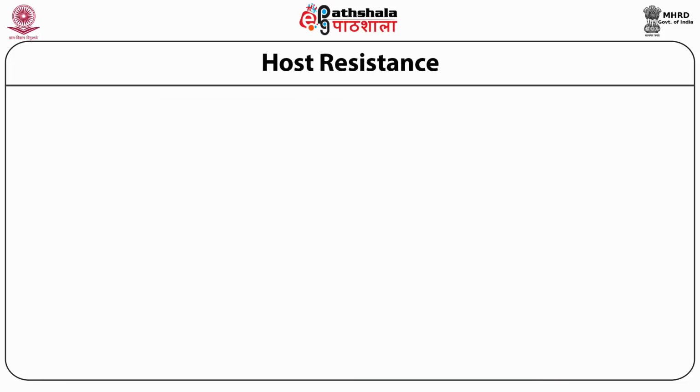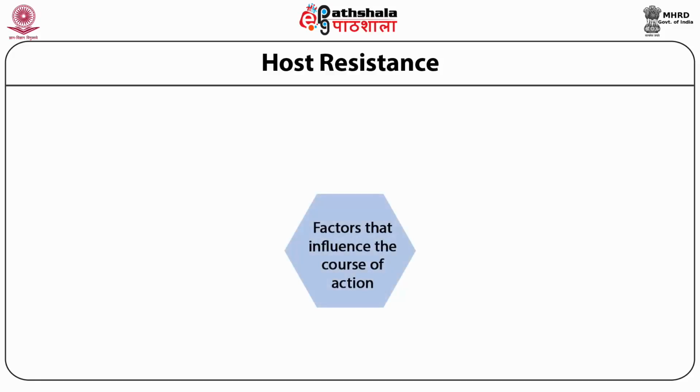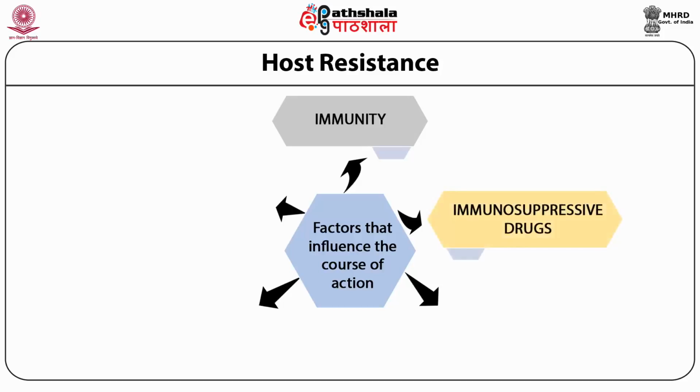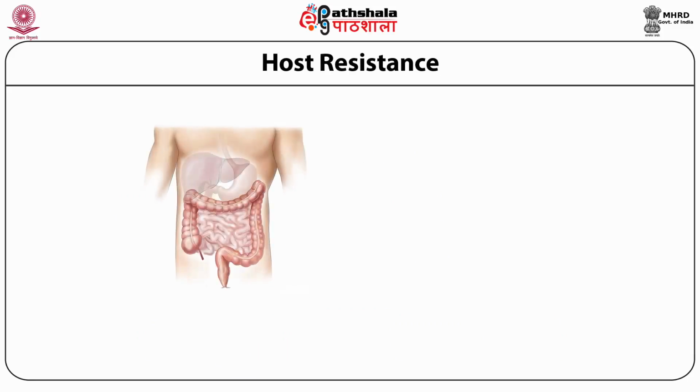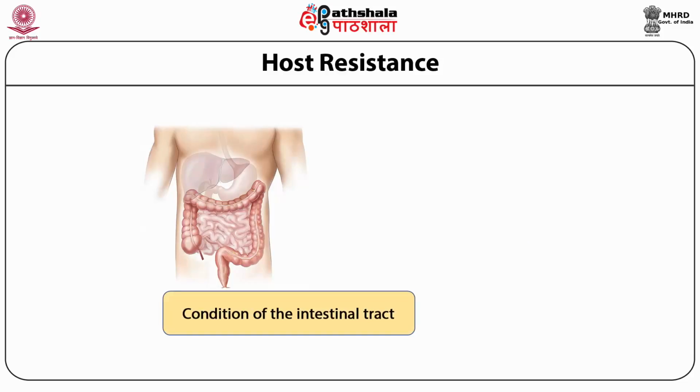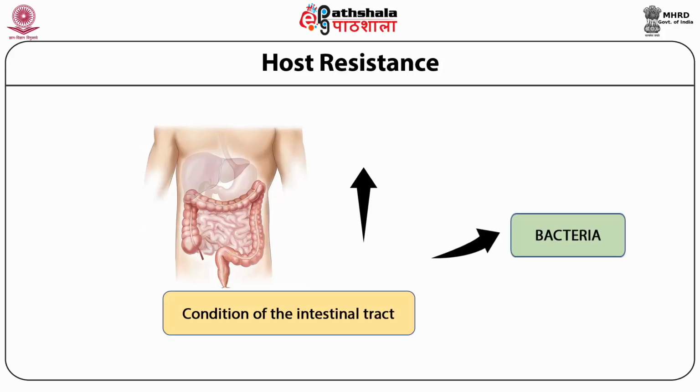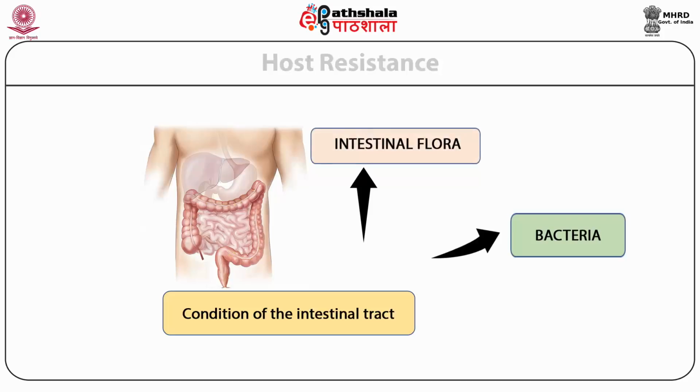Now let us talk about the second factor, which is host resistance. The factors that influence the host resistance to be effective are immunity, immunosuppressive drugs, corticosteroid therapy, nutrition, alcoholism. Talking about the third factor, which is condition of the intestinal tract. Now, condition of the intestinal tract depends upon the bacteria and the intestinal flora.